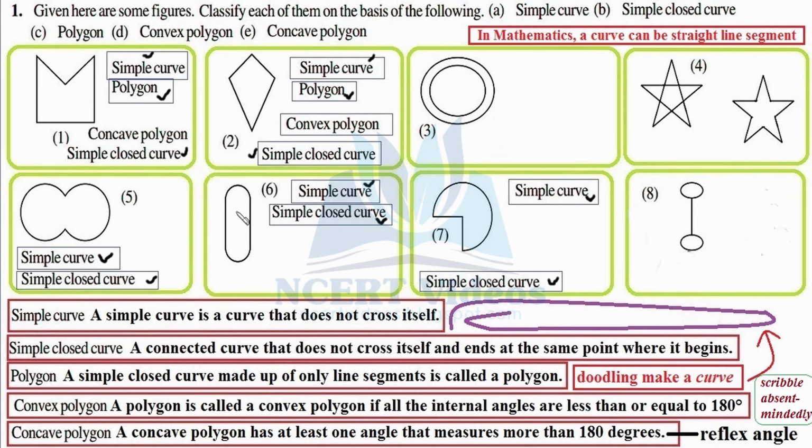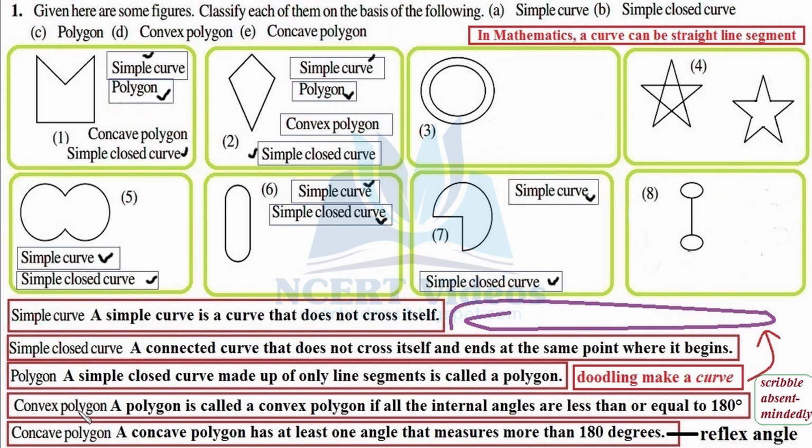Figure number 6. Again, although it has two straight line segments, a polygon needs to be constructed with all line segments. That is, you cannot have non-line segment sections. For example, here we have a circle, here we have a circle. Therefore, it is not a polygon. Again, here we have two straight line segments, but it has a circle representation as well. Therefore, it is not a polygon. Figure 8, we cannot consider it because it is not a simple closed curve.